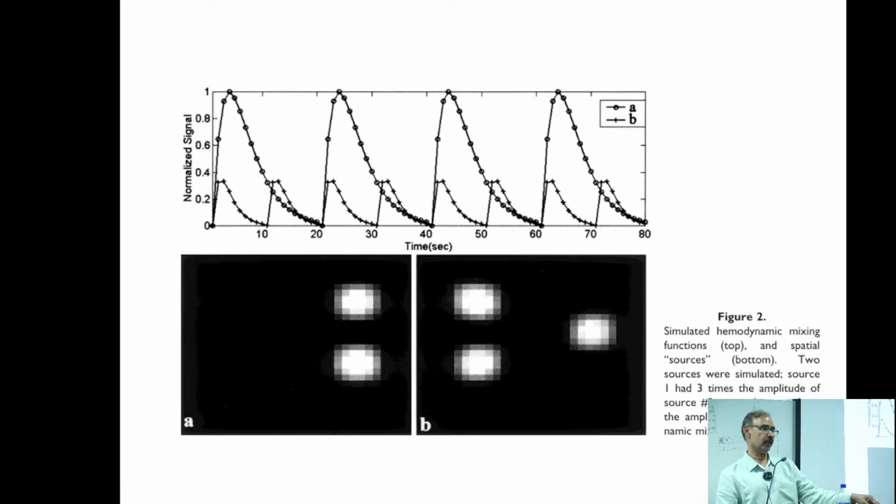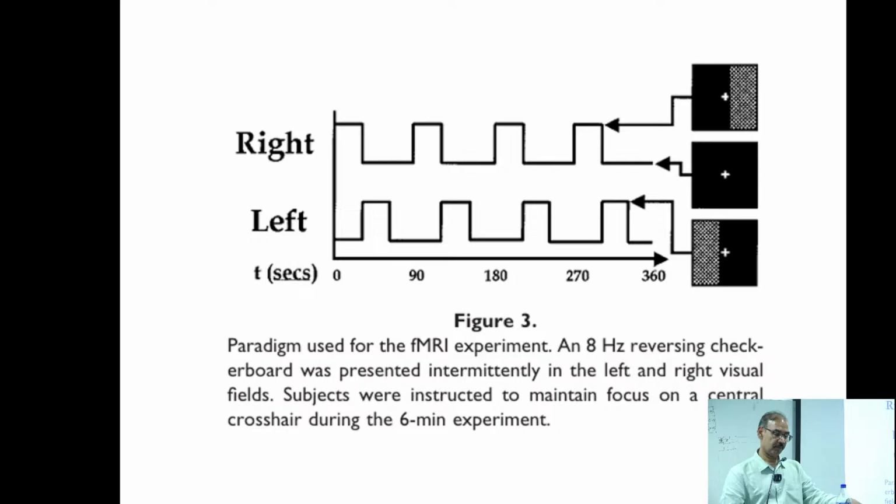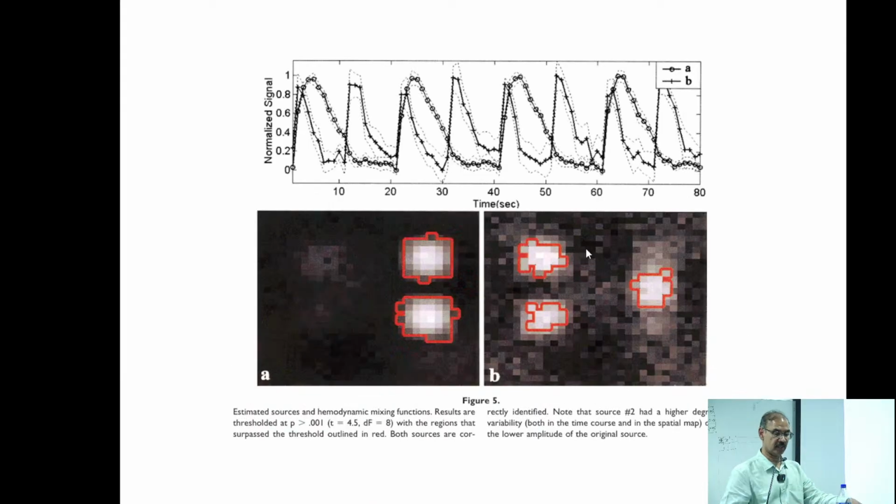And so they have shown here that in one condition, there are two spatial maps. In the other condition, there are three. And just like before, they have a flashing checkerboard. This is the right side, and this is the left side. This is presented, and then by doing this analysis, you can basically make a group level activity map, right? Using ICA for task activation.